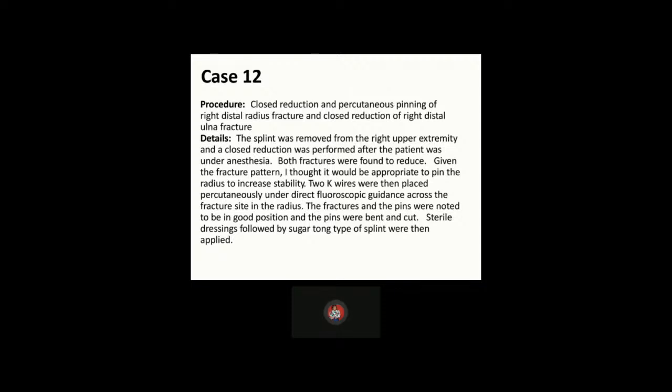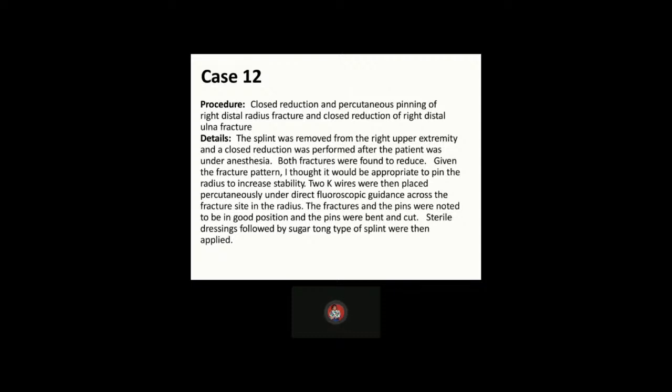And they did a closed reduction after the patient, of course, was under anesthesia. So they say here, both fractures were found to reduce. Well, if you go back to the beginning, it's a right distal radius fracture and a right distal ulna fracture, those two bones that are in the lower arm. Given the fracture pattern, I thought it would be appropriate to pin the radius to increase stability. 2 K-wires were then placed percutaneously under fluoroscopic guidance across the fracture site in the radius.